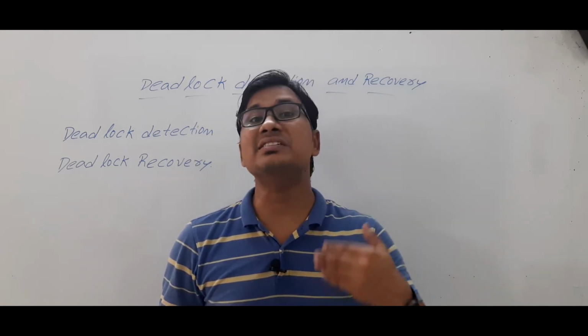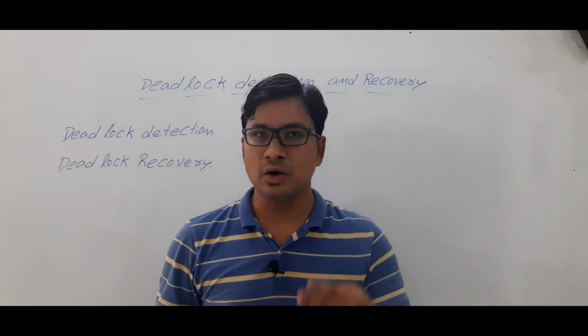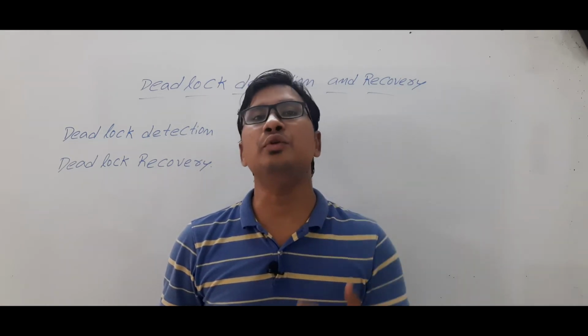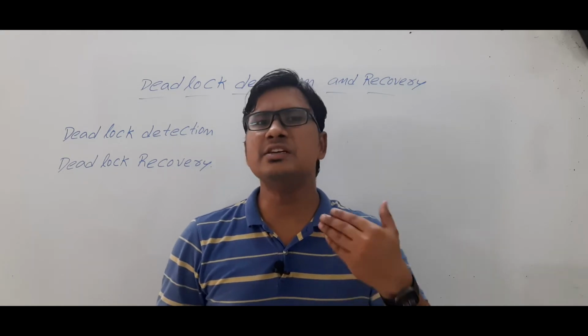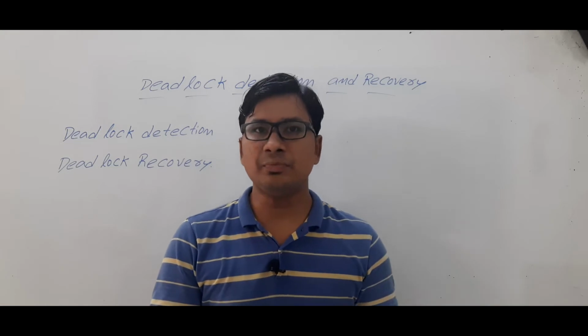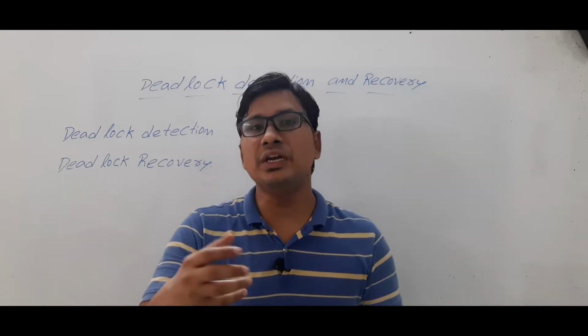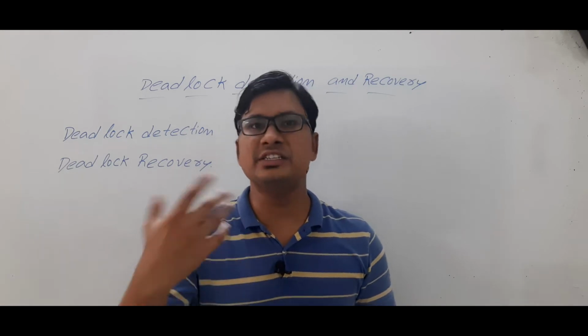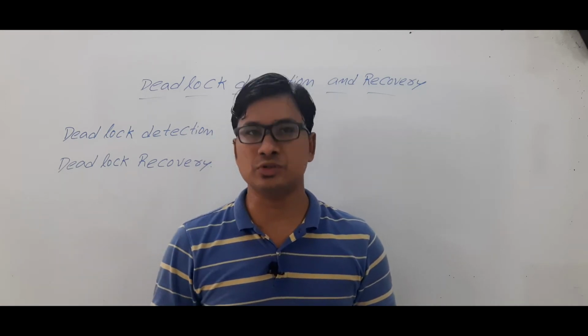We have four necessary conditions to have a deadlock. One is mutual exclusion, circular wait, hold and wait, and no preemption. Now, if we disable any one of the necessary conditions, then deadlock will not happen. So, in deadlock prevention, we have discussed how we can disable any one of the necessary conditions, and whether it is practically possible or not.